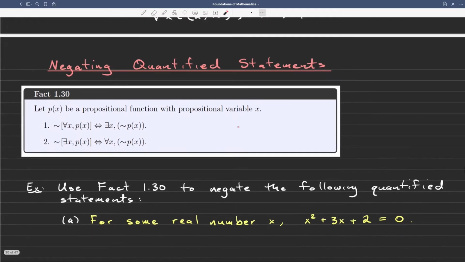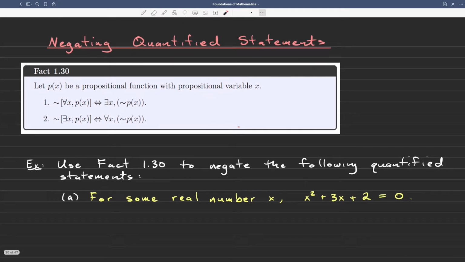Okay, the next topic, which is really important for what we're going to be doing the rest of the way out in this class, is how to negate quantified statements. It's really pretty easy. This fact 1.30 tells you that whenever you're negating a quantified statement, all you do is you flip the quantifier and then you negate the propositional function that follows it.